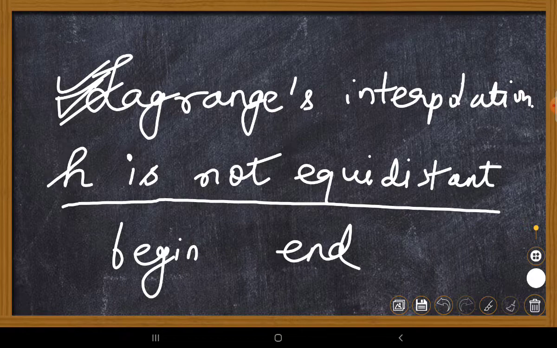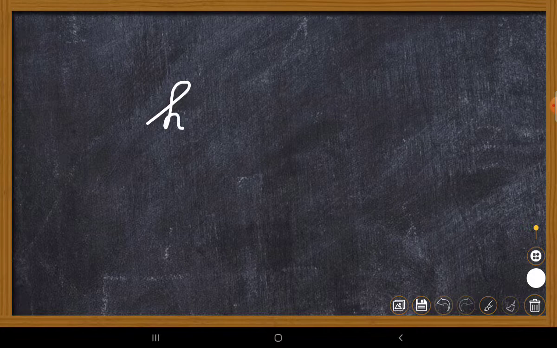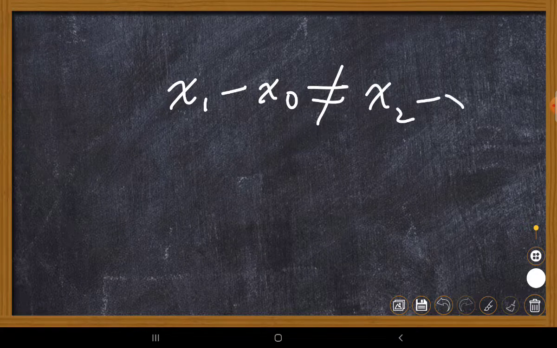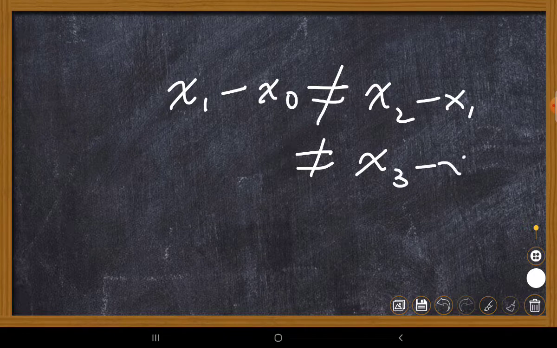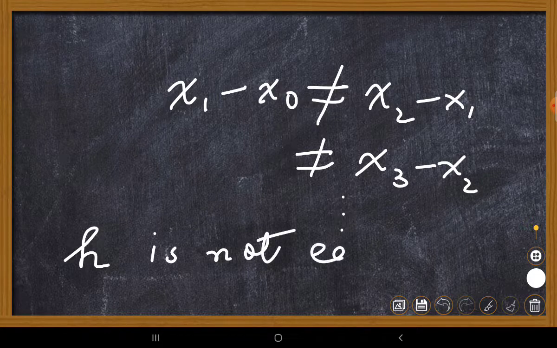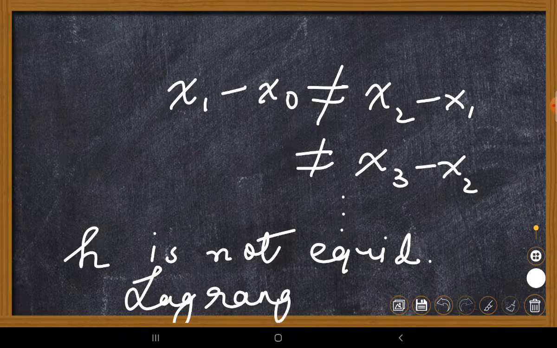That means when x1 minus x0 is not equal to x2 minus x1, not equal to x3 minus x2, and so on, that means the interval of differencing h is not equidistant. In this case you have to use Lagrange's formula. I hope this is clear.